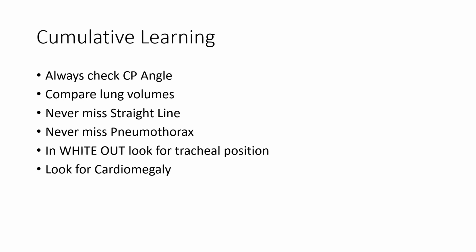In the fifth session I mentioned if there is a whiteout, look for the tracheal position. If there is a whiteout, whether the trachea is central or whether there is an ipsilateral shift or a contralateral shift, that gives you the diagnosis and the reason for the whiteout. And in this session I'm asking you to look for cardiomegaly. There's nothing much, just see if there is cardiac enlargement, then you can say that there is a cardiomegaly, and then you can think about what could have caused the cardiomegaly. So thank you.